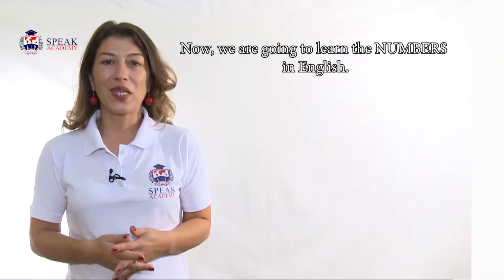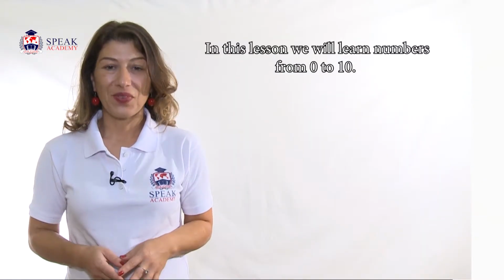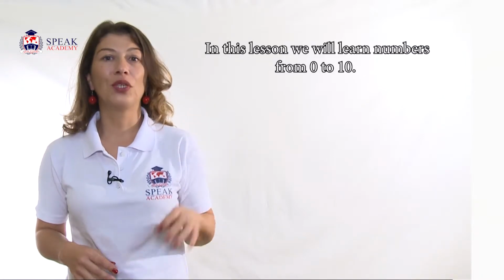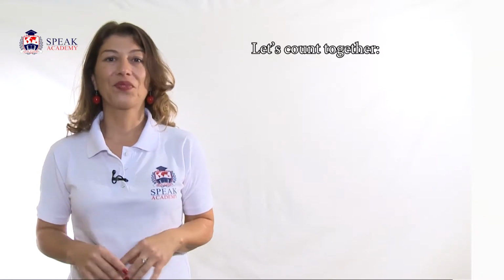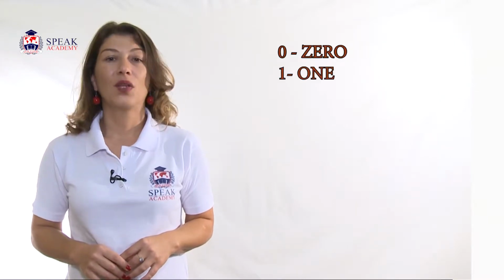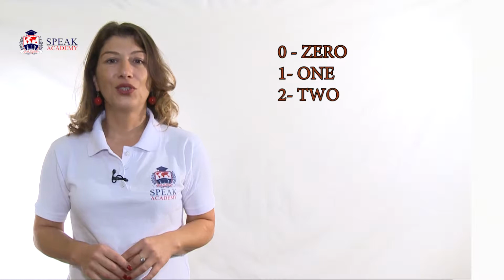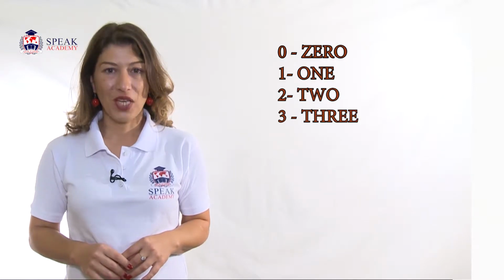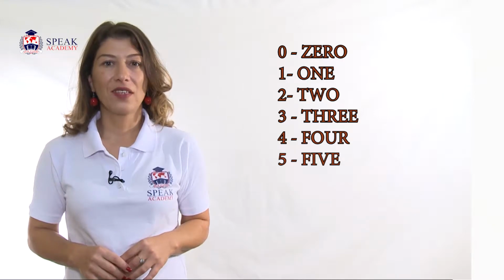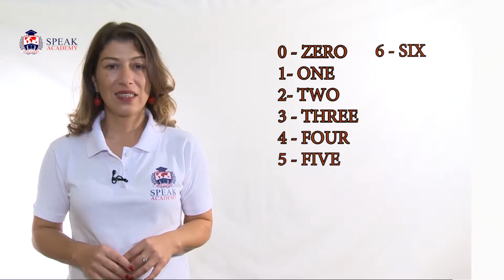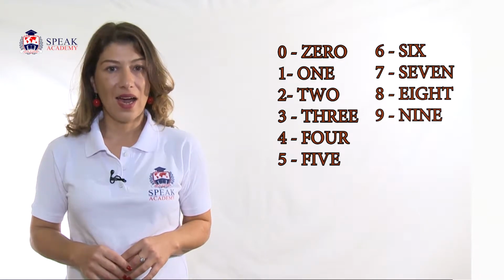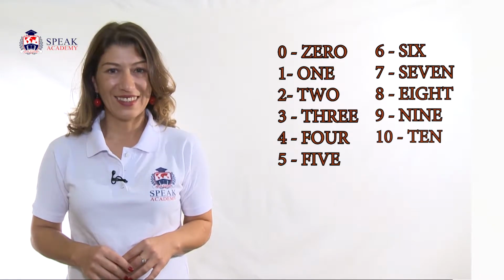Now we are going to learn the numbers in English. And in this lesson, we will learn numbers from 0 to 10. Let's count together. 0, 1, 2, 3, 4, 5, 6, 7, 8, 9, 10.